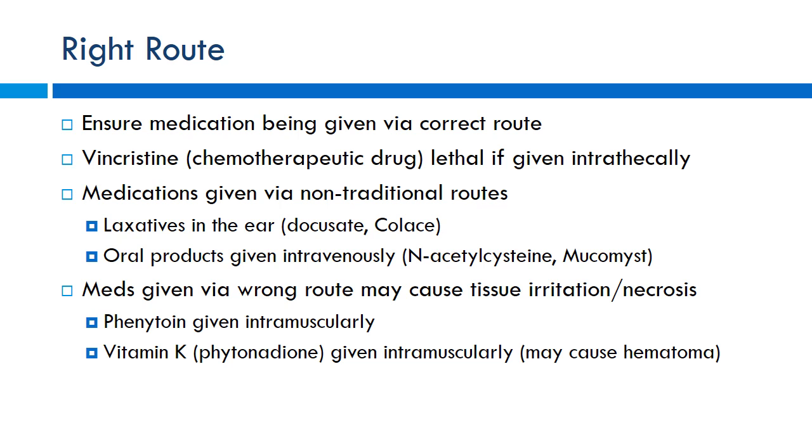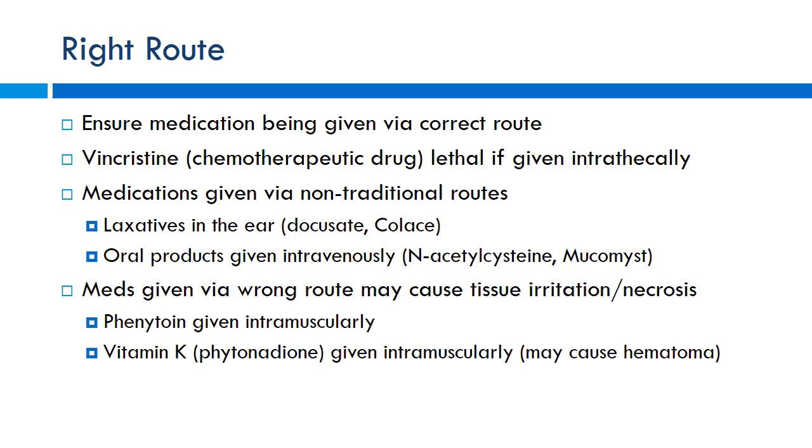Anyway, sometimes we would give oral products intravenously. This is kind of an old school thing we would do, if they were proven to be safe and effective. So Mucomyst, which we use for acetaminophen overdoses, is one example of that. But given drugs in the wrong route can cause significant toxicity.